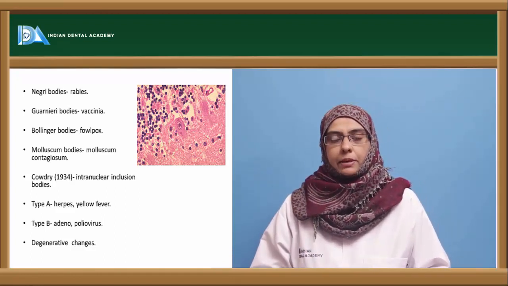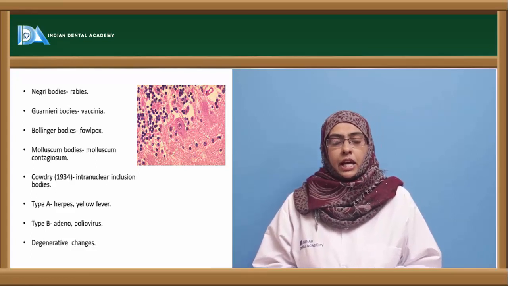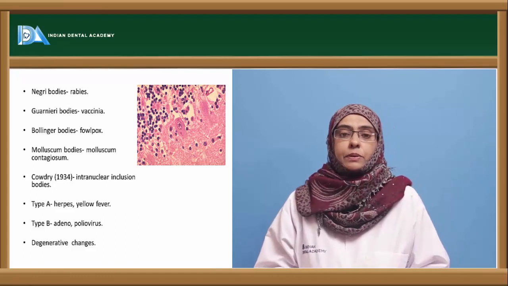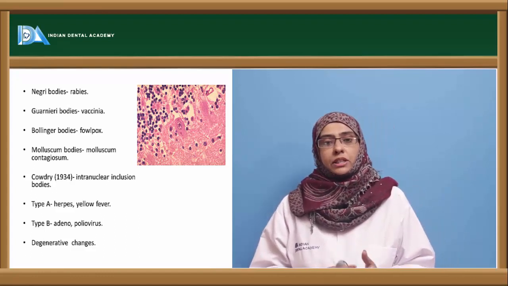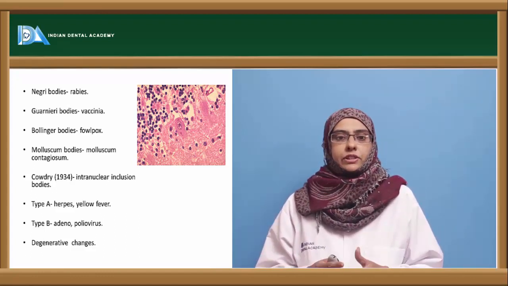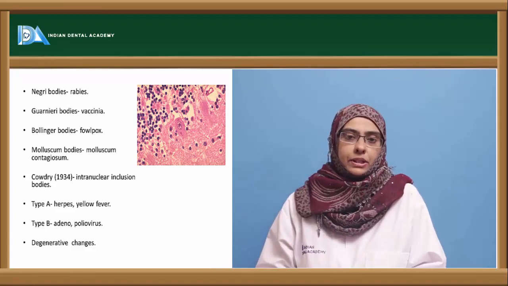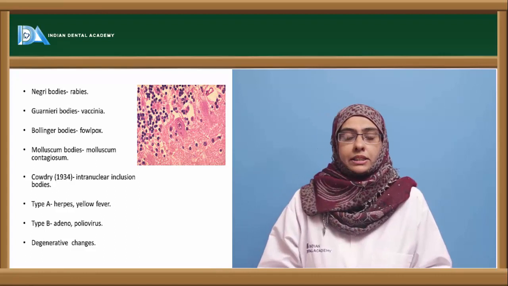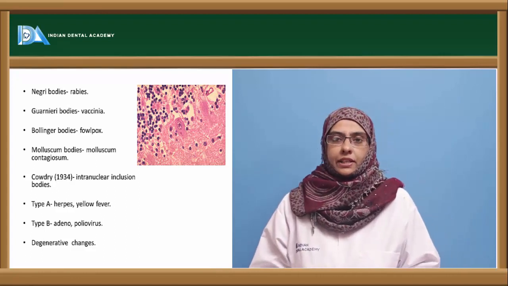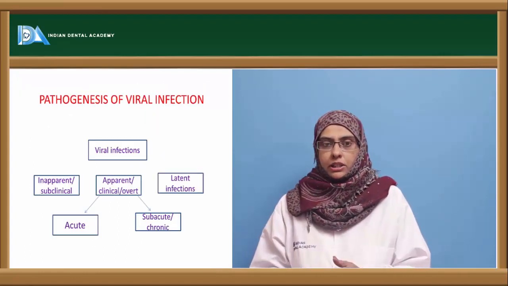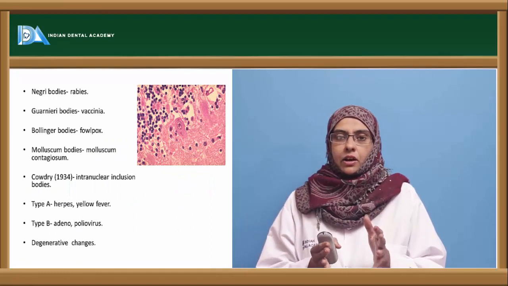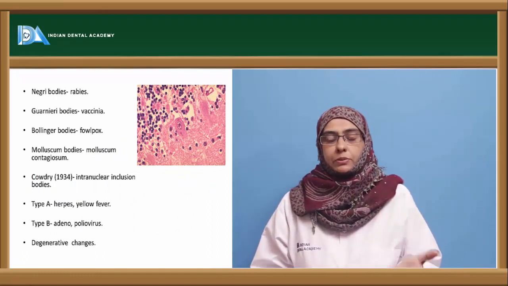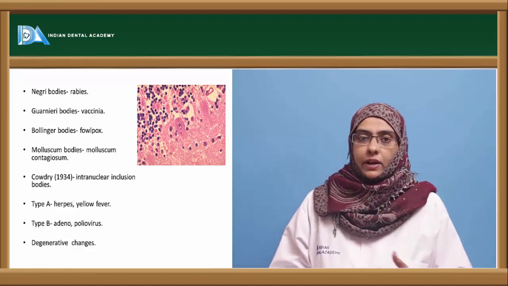And the examples of type B are adeno and the polio virus. Irrespective of whatever inclusion bodies are produced by the organism, they bring about degenerative changes in the cell, which completely changes its staining properties. So with the help of staining technique, we can identify whether it is a normal cell or a virus infected cell. This is about the interaction, how the virus usually multiplies inside the host cell and produces different types of material with which you can identify the viral infection.